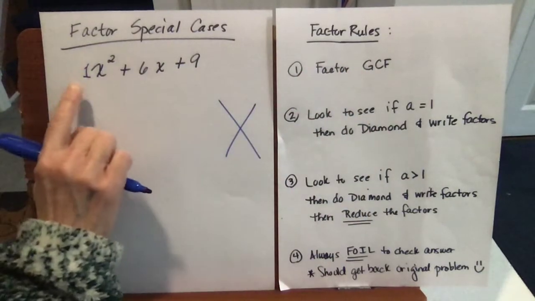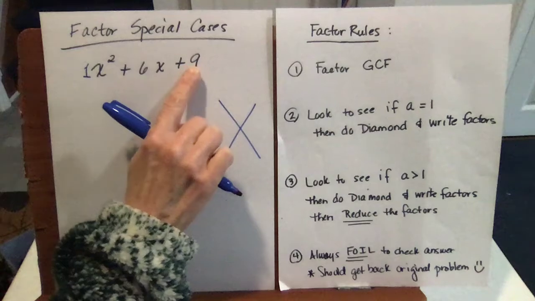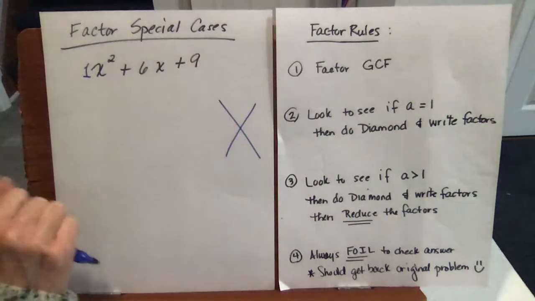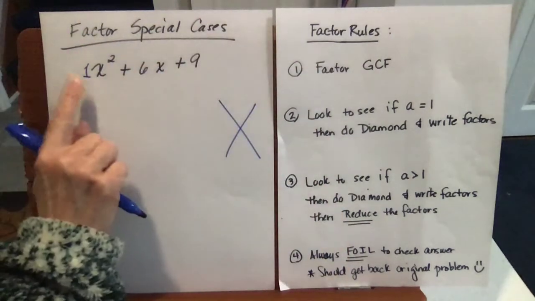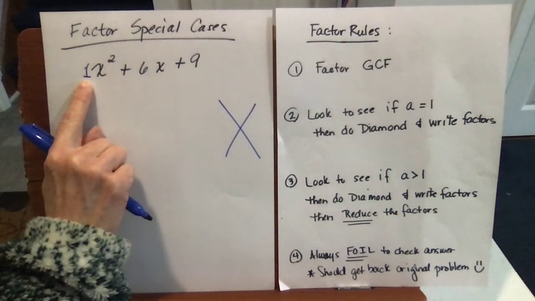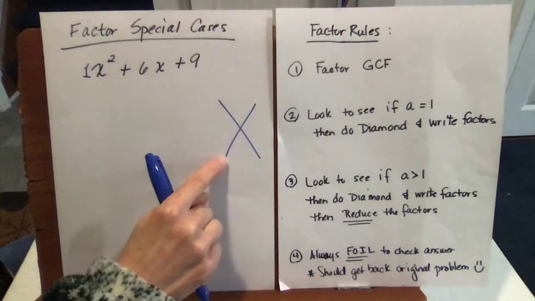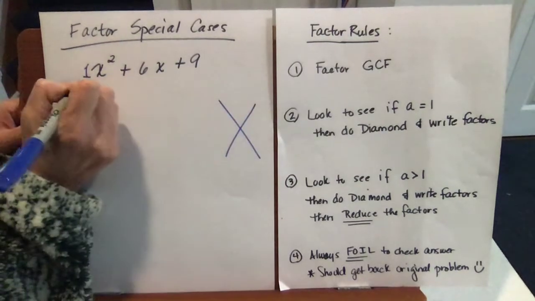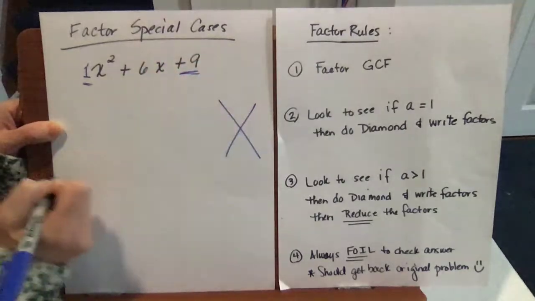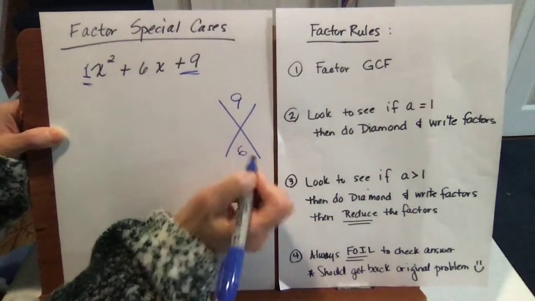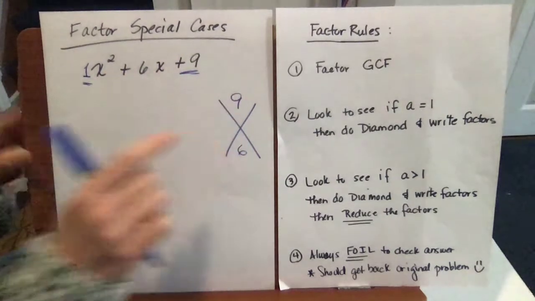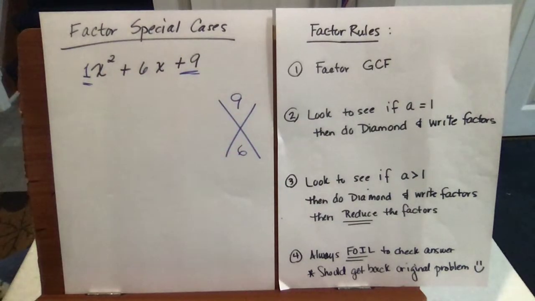Okay, so the first thing we look at is it's a 1, 6, and a 9, and we do not have a greatest common factor. Second, we look to see if a is equal to 1. And if a is equal to 1, then we have a typical diamond problem. So set up your diamond. You take 1 times the positive 9 and put it in the top of your diamond, and your middle term goes in the bottom of the diamond. Everything here is positive, so we don't have to worry about negative signs.